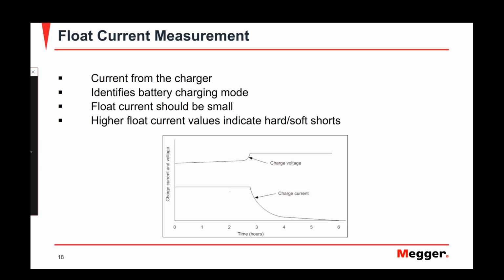Now, what you can do for this is, this is a sign that we do need to take some impedance measurements to help evaluate our battery string. And this will allow us the opportunity to narrow down why our system is experiencing higher float current conditions.